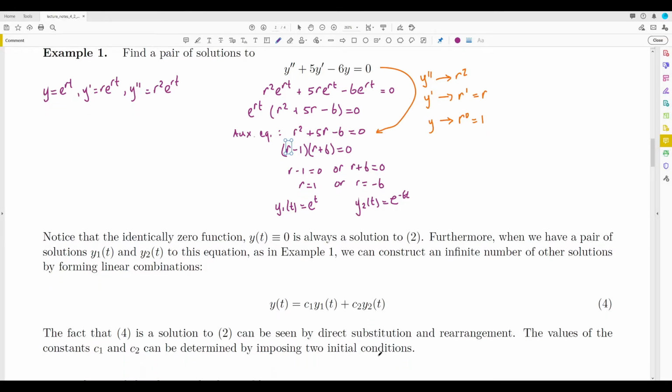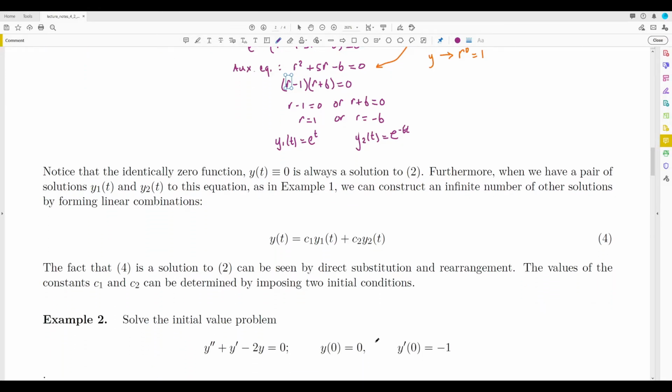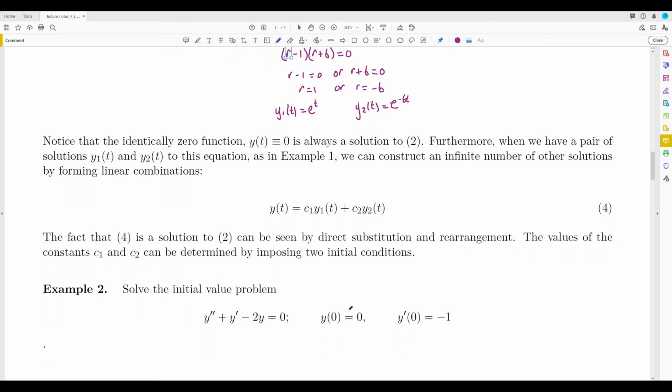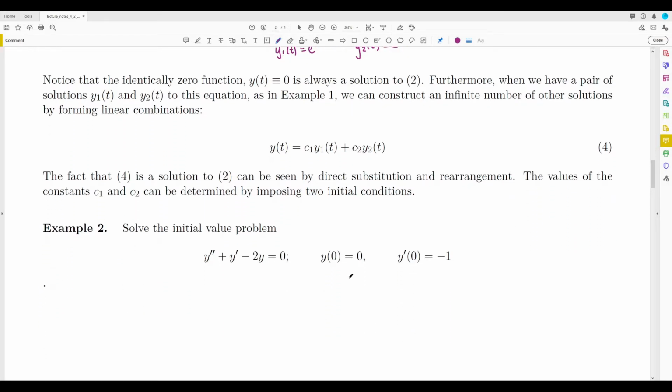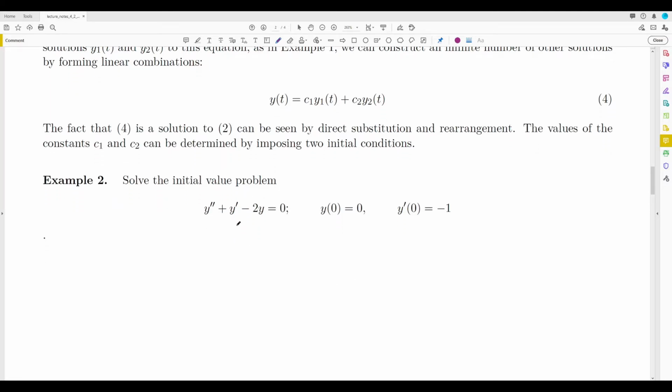Now, the values of those constants c1 and c2 can be determined by imposing two initial conditions, as we will see in this example too. So we're going to solve the initial value problem y double prime plus y prime minus 2y equals 0 with initial conditions y at 0 equals 0 and y prime at 0 equals negative 1. So let's start out by finding the auxiliary equation.